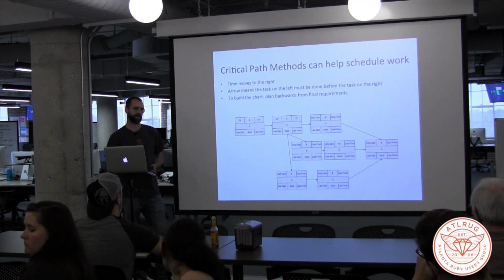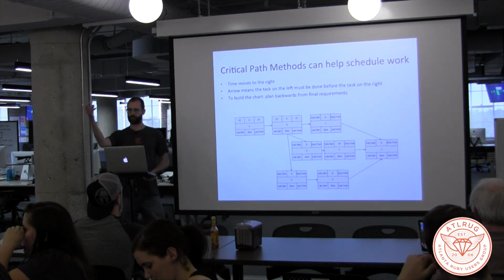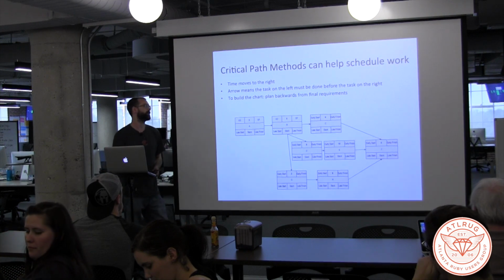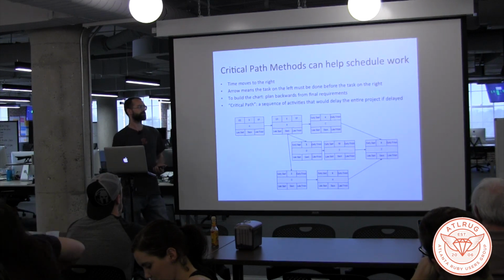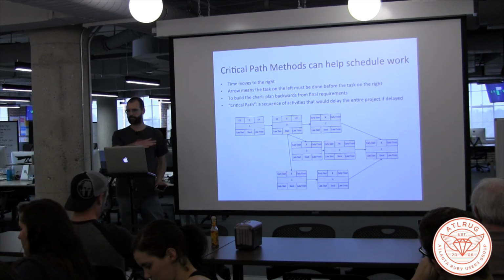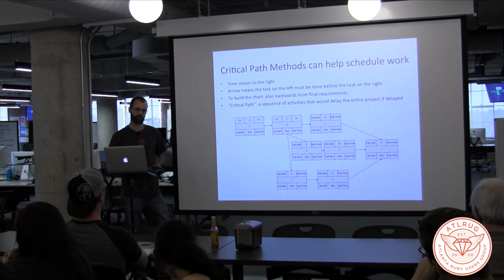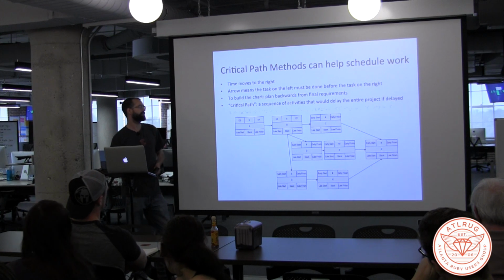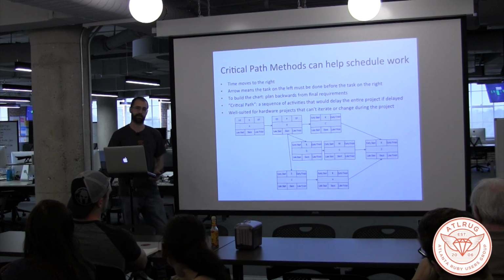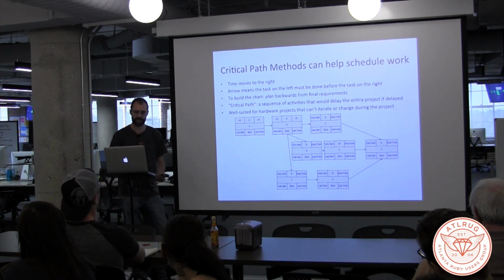To build the chart, you would have to know what the final requirements would be at the very end, and then work your way backwards to figure out what to start on earlier. And there's this notion of a critical path, which is some sequence of events where if you were to delay that stuff happening, then the entire project gets delayed. That's where the word critical path comes from. This approach is well suited to things where you have to plan everything in advance, but it doesn't really work for software because we can change things as we go.